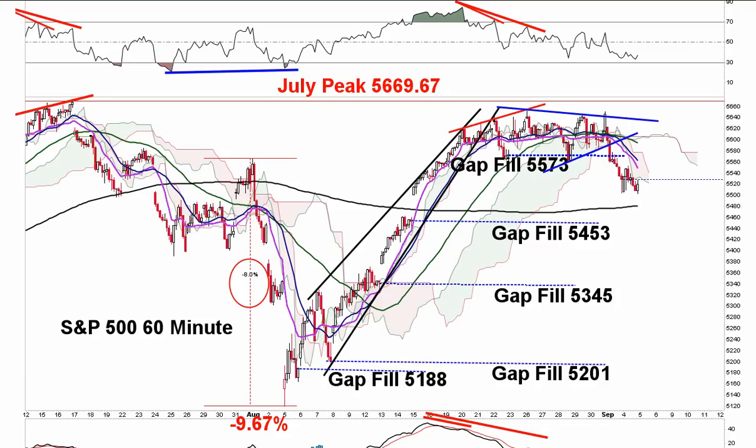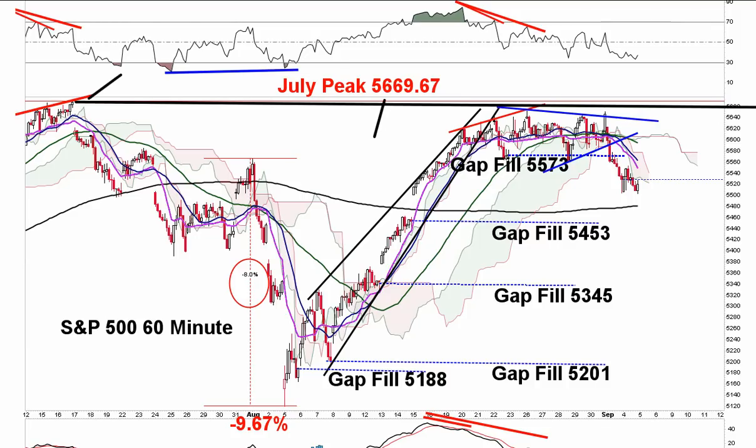Again, we have the gap over here at the very top. So I think it's likely we're going to make a new high and fill that gap in all likelihood, which the peak was at 56.69, and rounding up, 56.70.